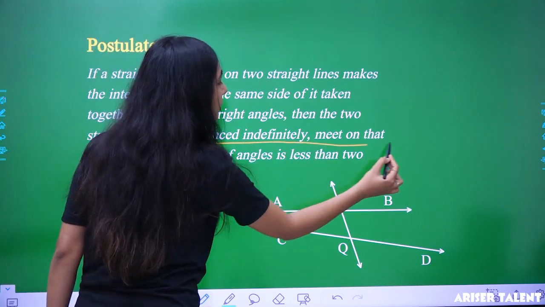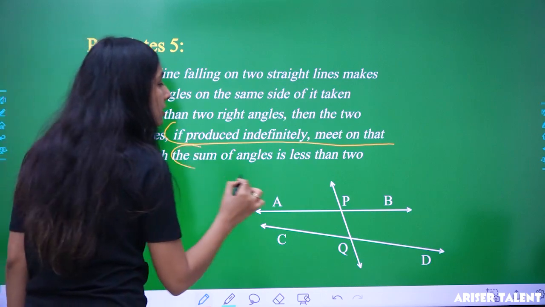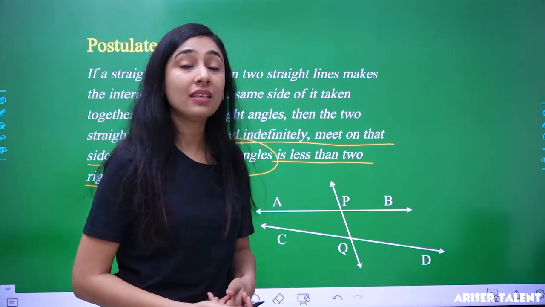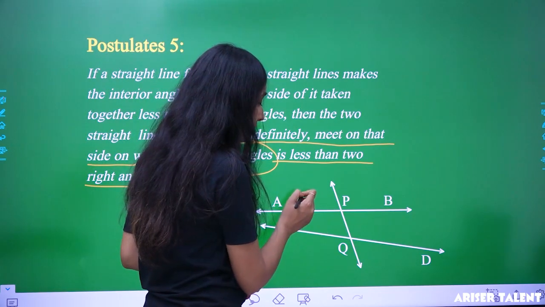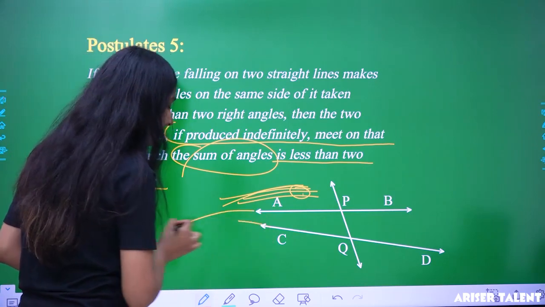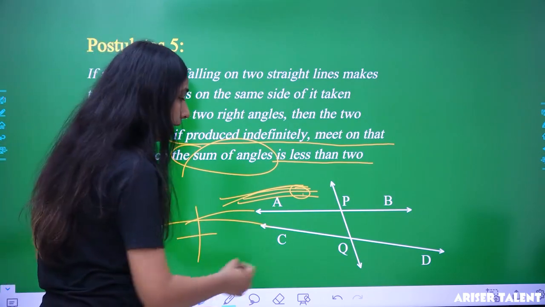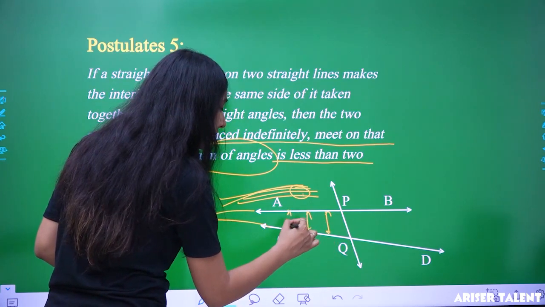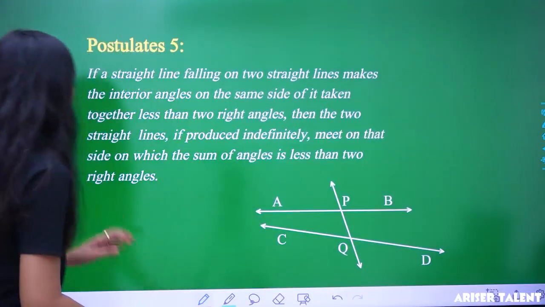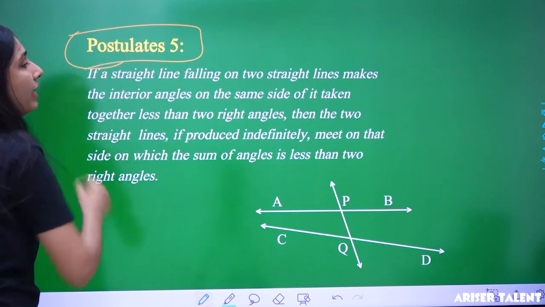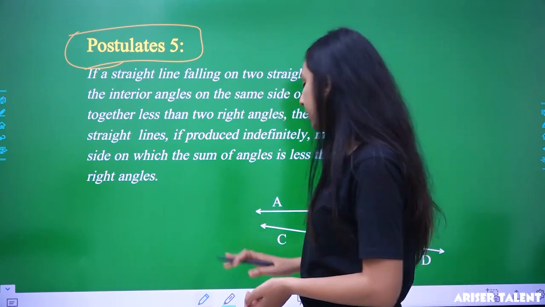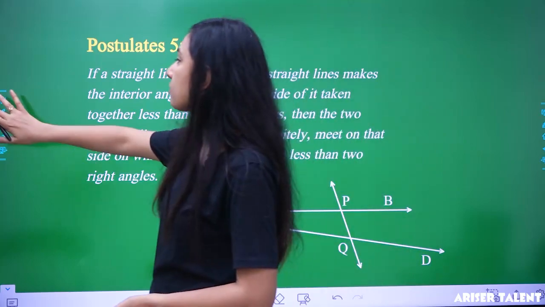If produced indefinitely, they meet on that side on which the sum of angles is less than two right angles. Now, on which side is the sum of two angles less than two right angles? This side. That means the lines will meet at this side only. Here the difference is getting lesser and lesser, and at some point they will meet each other. So this was postulate number 5. We have studied postulates 1, 2, 3, 4 and 5.